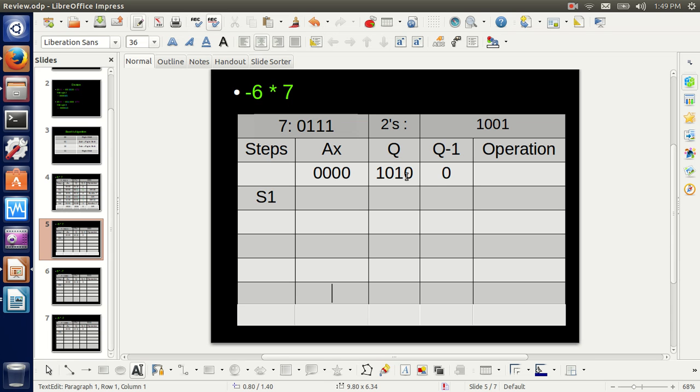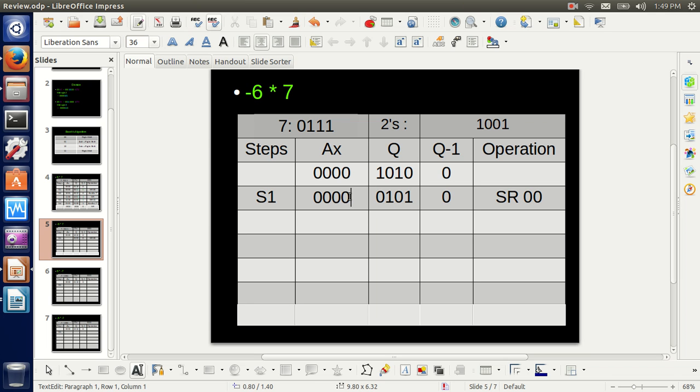Now what do I do? I look at this and this. I have a 0 0. What do I do? Shift right. Why? Because I have 0 0. So I'll bring this 0 here. I'll have a 0, and now I'll have what? 0 1 0 1. I'll shift this here, shift this here, shift this here, and shift it.